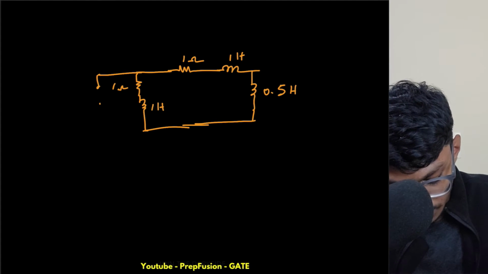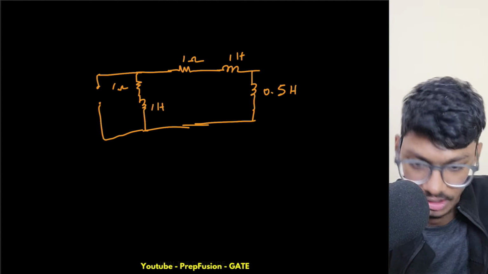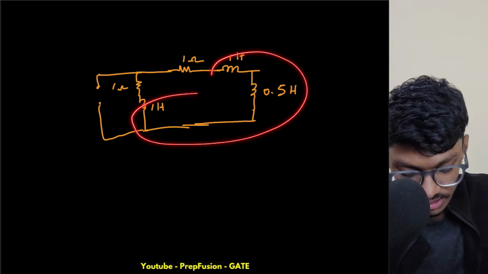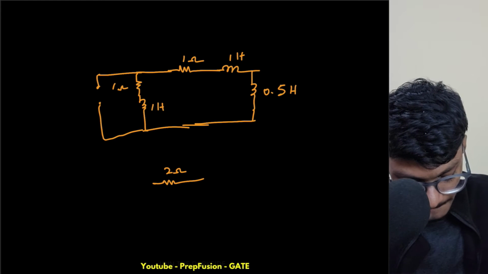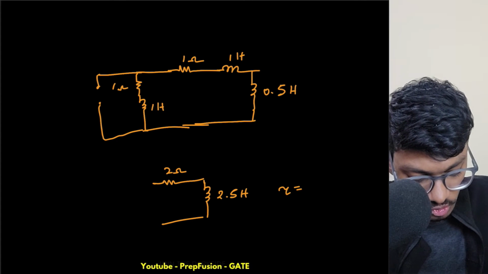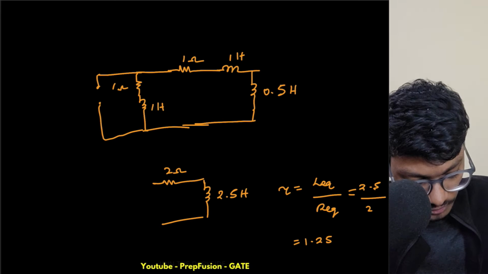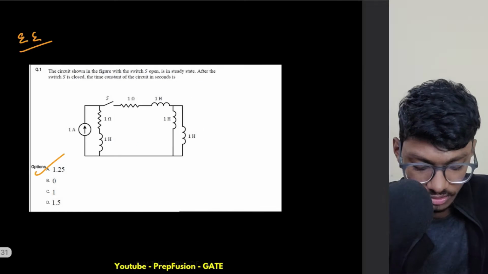Obviously the independent source is turned off, its effect is made zero, so the current source will be open. The current through all of these is the same. These three things are in series, and these two things are in series, so this becomes a simple 2 ohm and 2.5 Henry. So what will be my tau? Tau is L equivalent by R equivalent, simply 2.5 by 2, which equals 1.25 seconds. Your answer will be 1.25 only, option A. So this one was pretty simple.